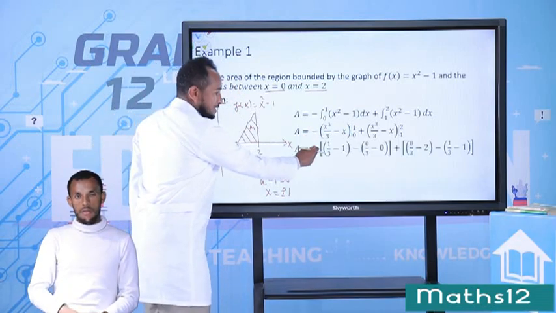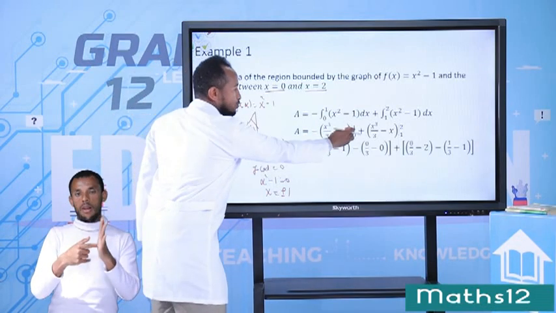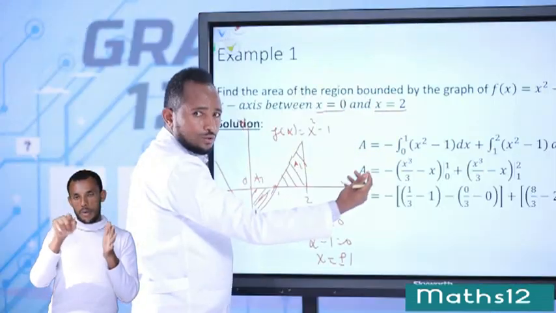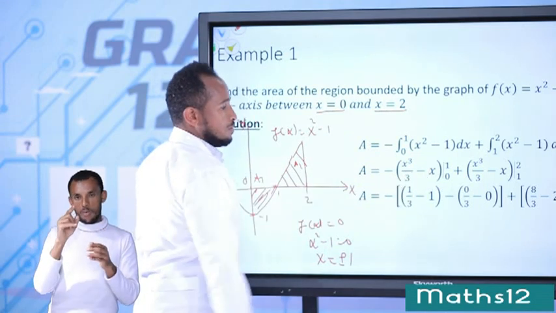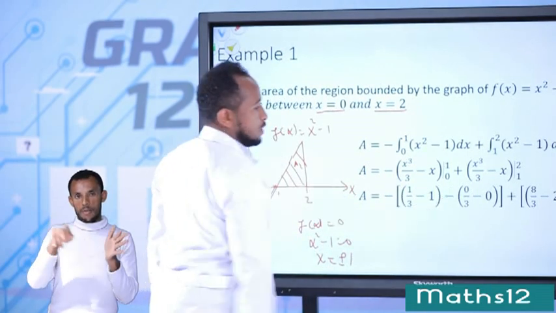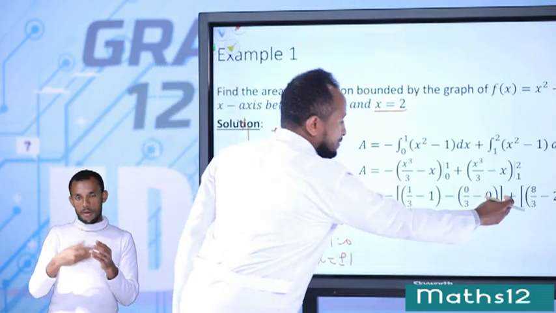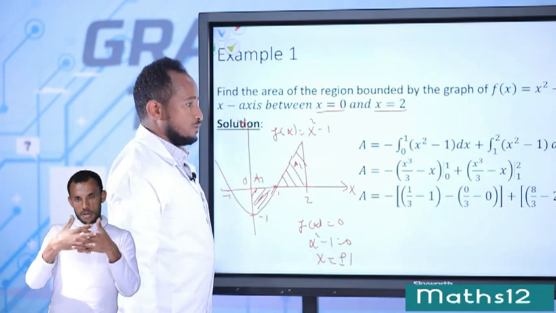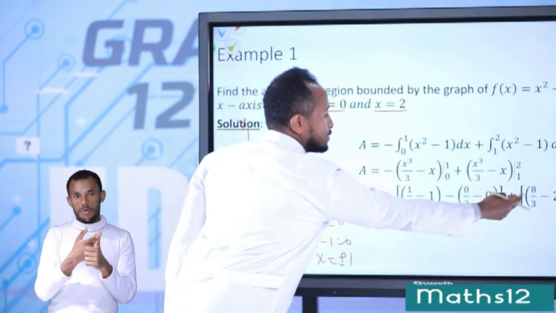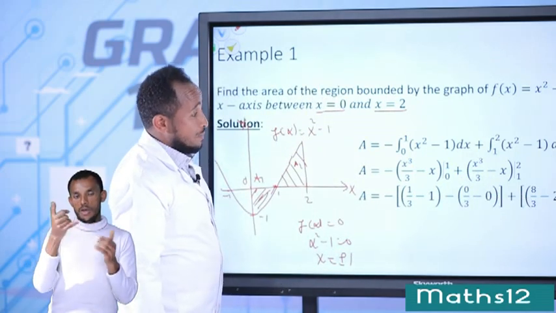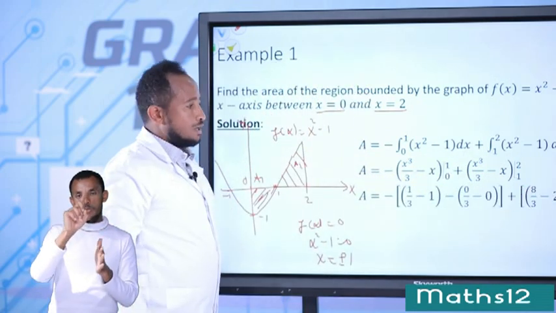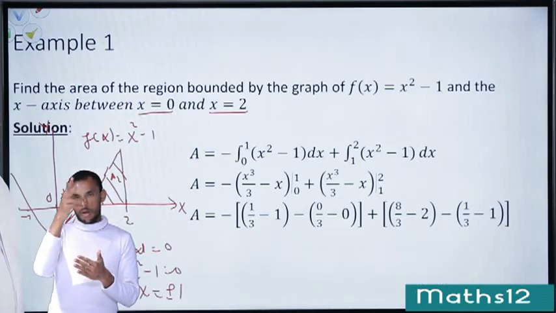Don't forget the minus sign, put a bracket. So put 1 here, it becomes 1 cubed over 3 minus 1. Next, don't forget this one, you put 0. So minus, when you put 0 here, it is 0 cubed over 3 minus 0. So plus the integration of this, when you evaluate this, put 2 first: 2 cubed over 3, that's 8 over 3, minus 2, then minus, put 1 in this value, so you'll have 1 cubed over 3 minus 1.